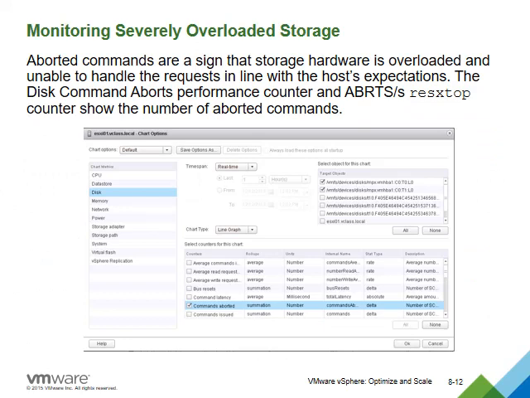Monitoring severely overloaded storage. This is where we'll see aborted commands, and this is a sign that the storage hardware is overloaded and unable to handle the requests given the host expectations. For the disk command aborts performance counters, ABRTS/s is the aborts per second, and the ESXTOP counter shows the number of aborted commands. And we can set up a chart. As you can see right here, we want to see the commands that were aborted.